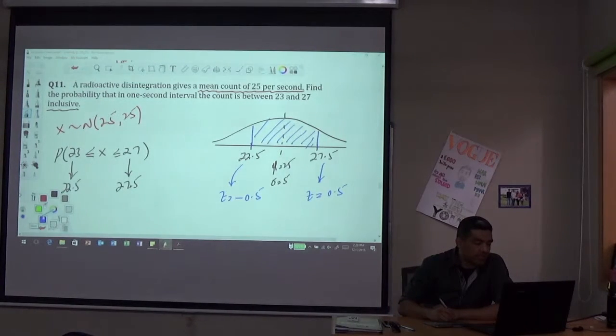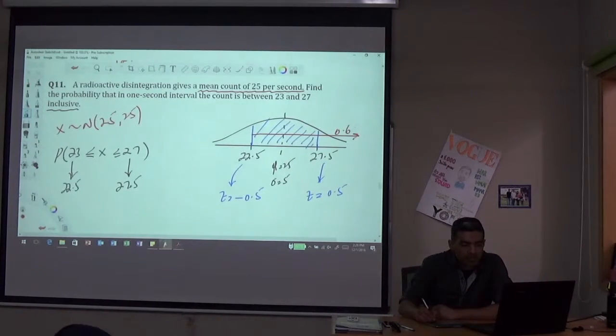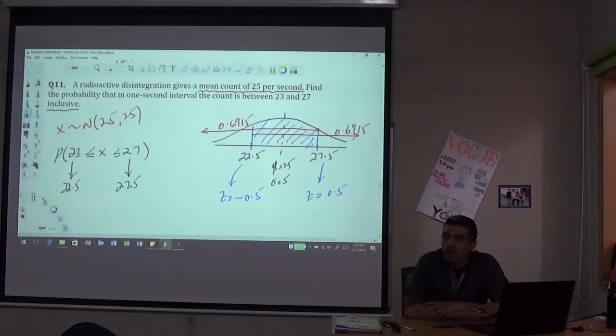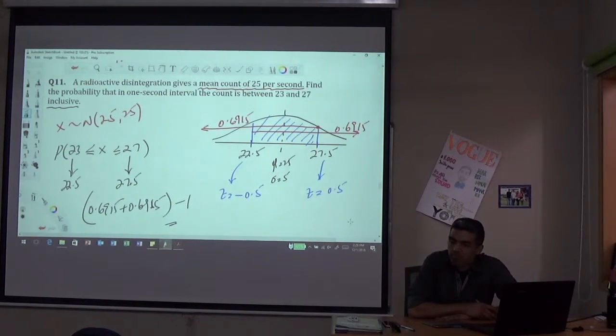Now, you know that the table always gives you the major area, the bigger area, the body area. So this is 0.6915, and the area from here till the other end is also 0.6915. And remember, how do we get the in-between area when you have areas on the cross? Yes, you add both the areas and you subtract 1. So it is 0.383.